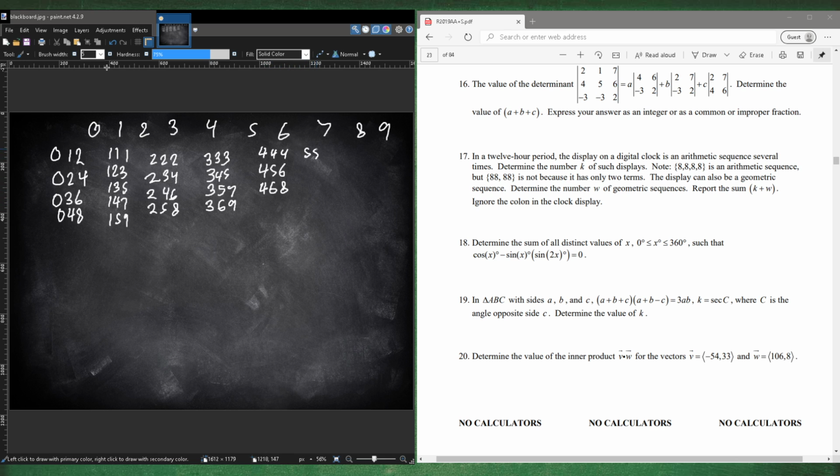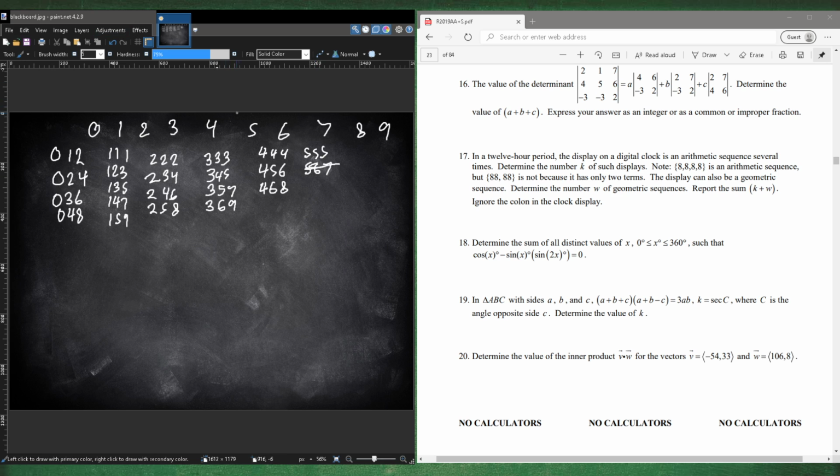And then we have 5, 5, 5. Anything after that doesn't make sense, because of 5, 6, 7. There's no time like 6, 7 p.m. or a.m., so this doesn't make sense. Any combinations after this don't make sense, so we don't have to list them anymore.